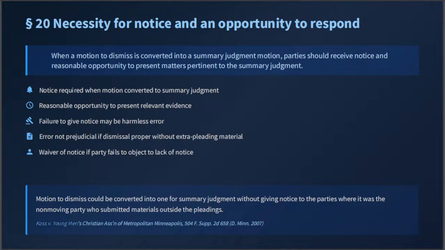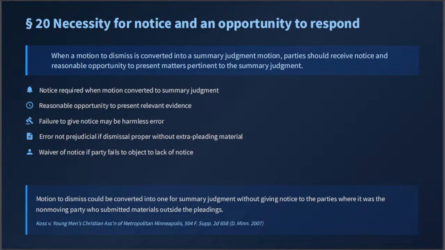So let's look here at Cost versus Young Men's Christian Association, YMCA of Metropolitan Minneapolis, Minnesota, 2007. Motion to dismiss could be converted into one for summary judgment without giving notice to the parties where it was the non-moving party who had submitted materials outside the pleadings. Okay, so they're the ones that started it by submitting the outside materials, the non-moving party. So then they're not really entitled to notice, it seems, at least in this situation. So I guess beware if you're going to be that involved with it. Keep notice of the docket, huh?